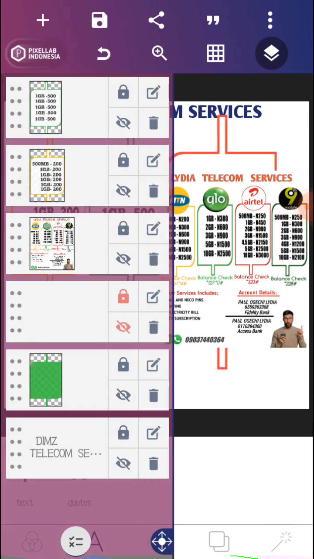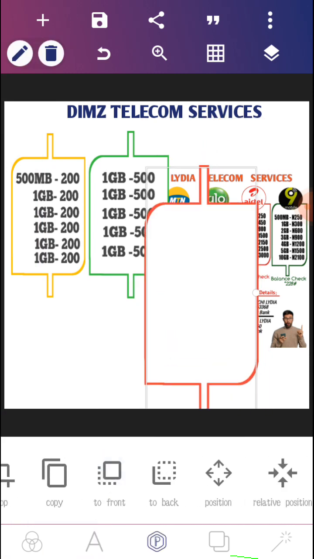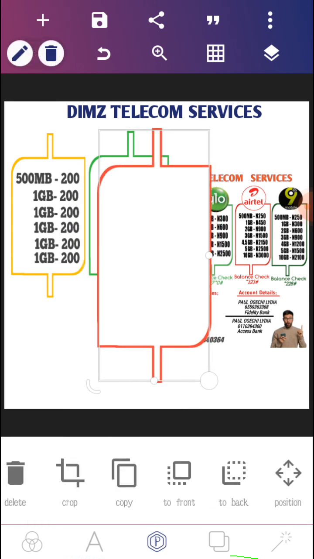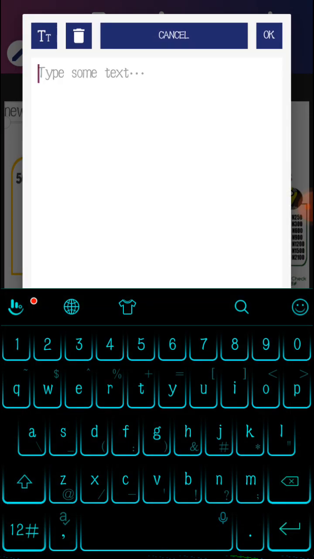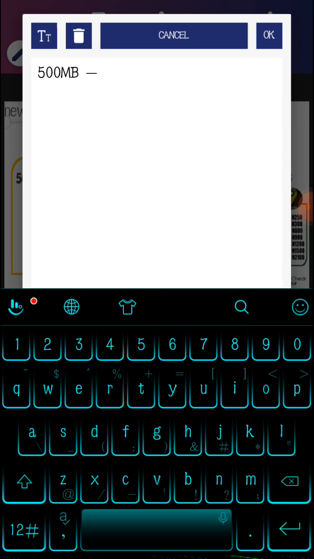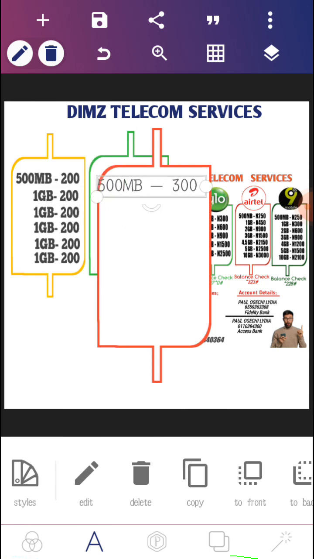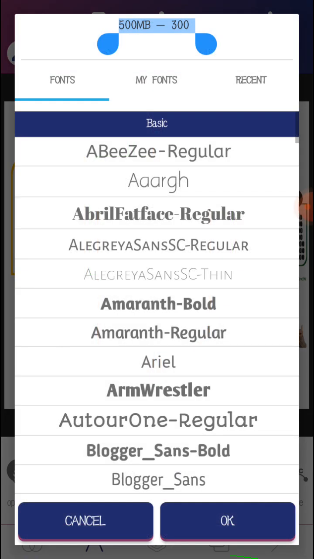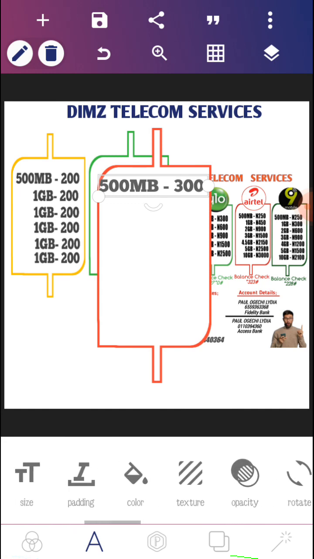Then we'll unlock the other one, that is our Airtel. We'll bring it to the front. Now here it is. Let's start putting our prices. Text, new, edit. I'll be putting random prices. 500 MB for 300 naira. You know your price, you put it there. We use that Chalk 5 again. That's the font I use. You can use any font of your choice. Chalk 5. So now we place them.